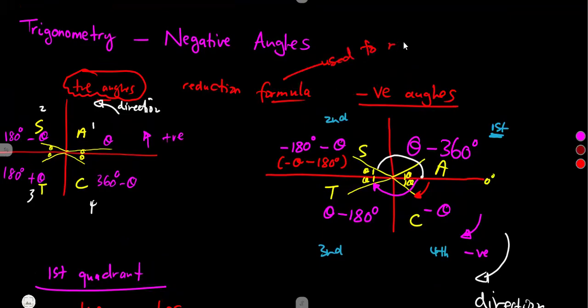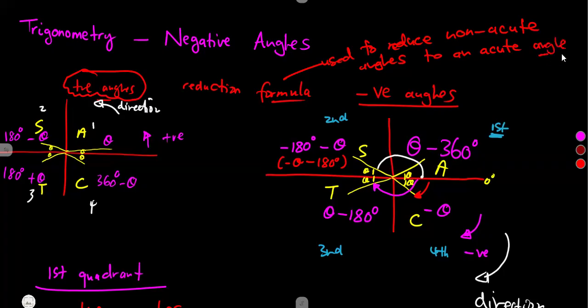Used to reduce non-acute angles to an acute angle. That is the concept. So in the case of the first quadrant, as a positive angle, the angle is already an acute angle. Remember, theta is an acute angle.